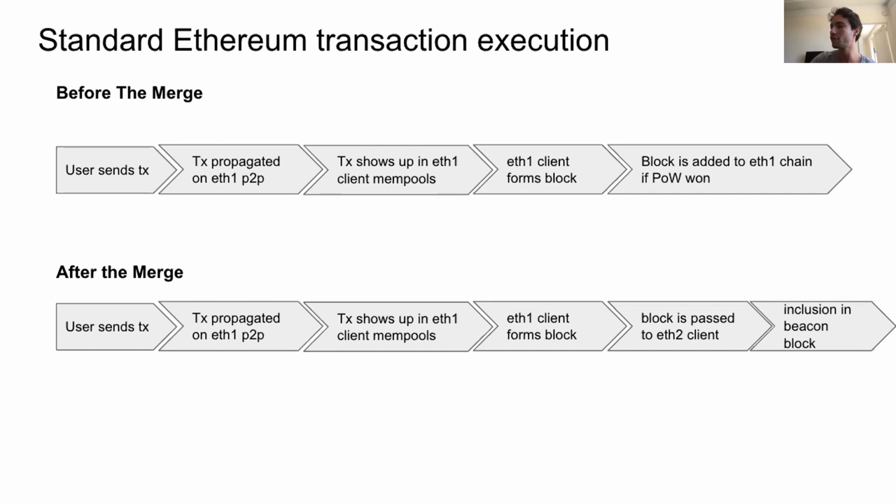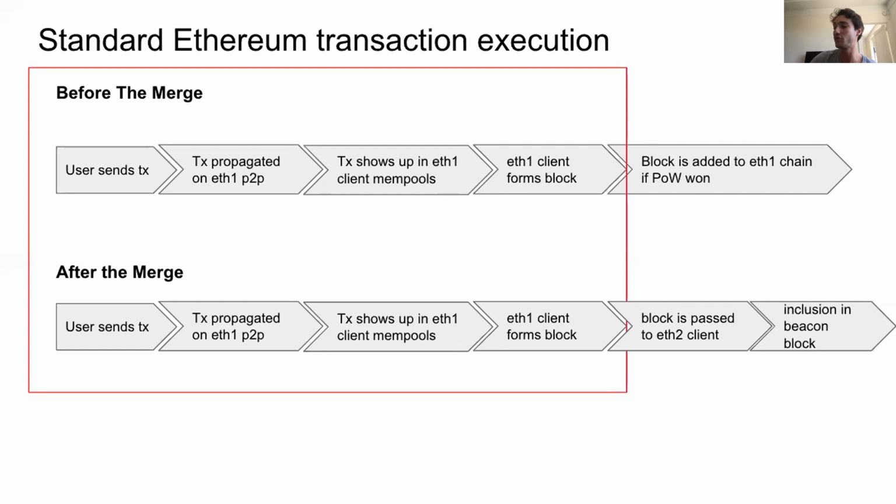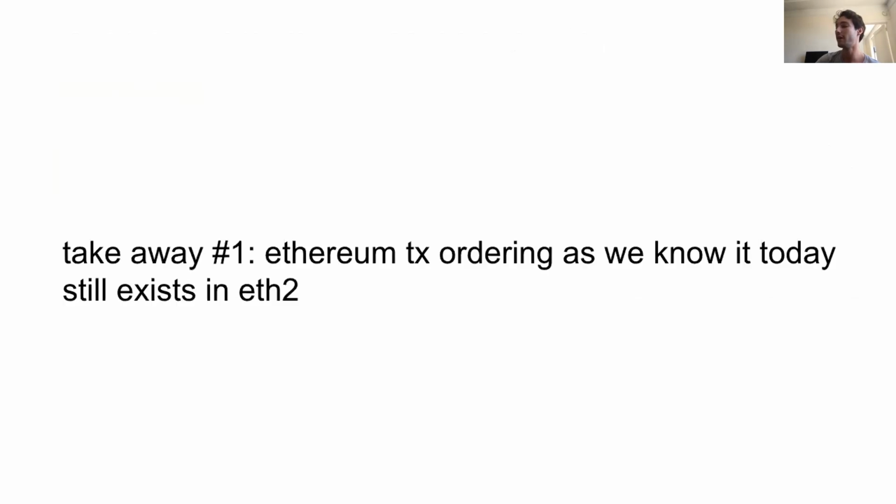And so let's focus on this bit first. This is interesting because this doesn't change that much. I think when people think about ETH2, they think about a radical change in transactions and that type of stuff. And that's actually not really the case. More than this, we see that the same software is used to order Ethereum transactions. And that's key because this is the first takeaway: Ethereum transaction ordering as we know it today still exists in ETH2. That's important for the extracted MEV that we know of.